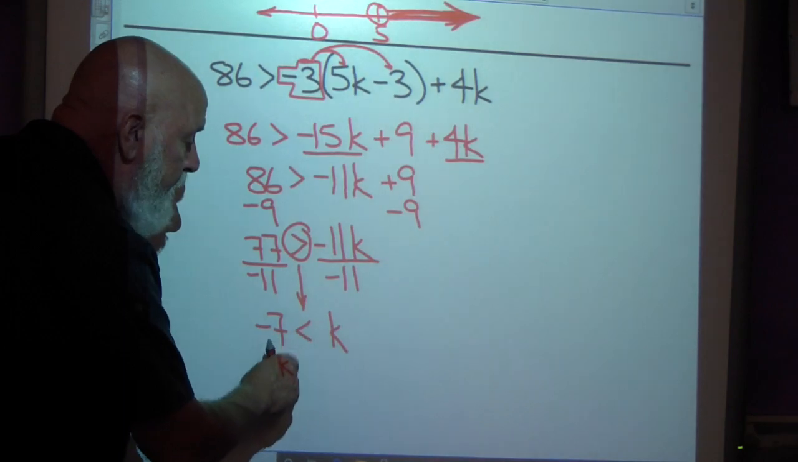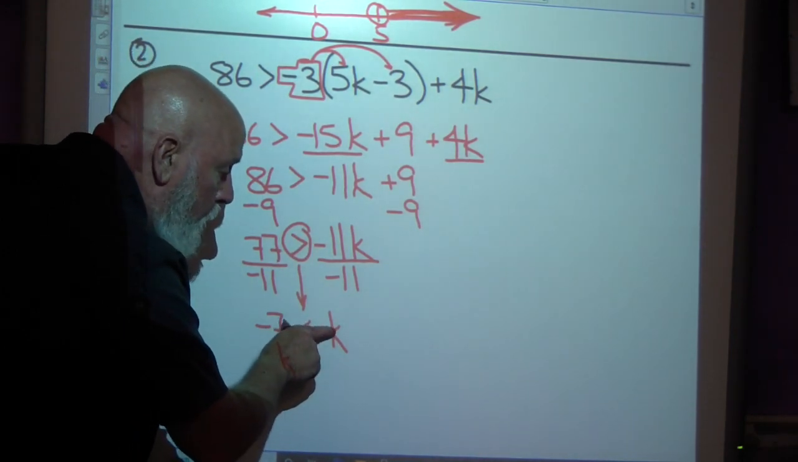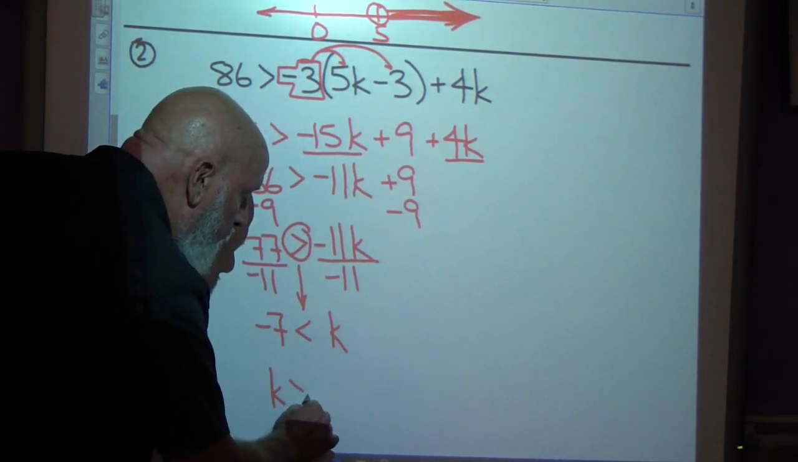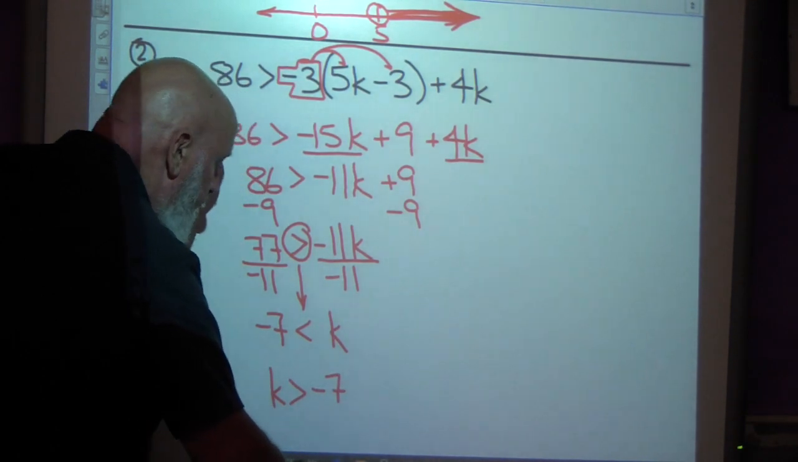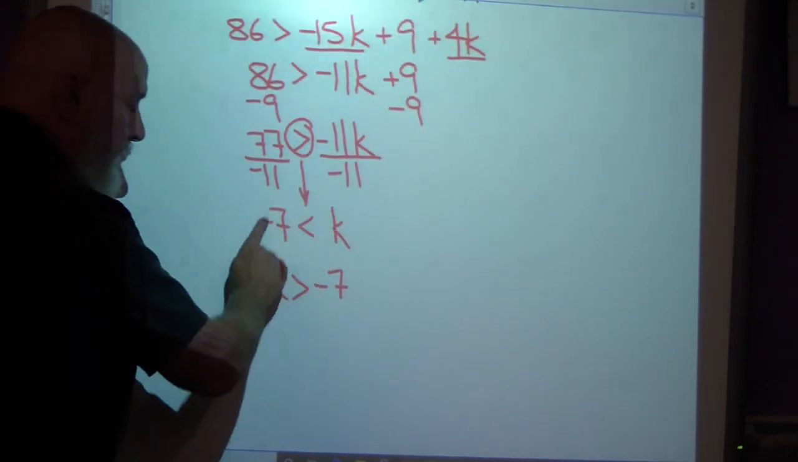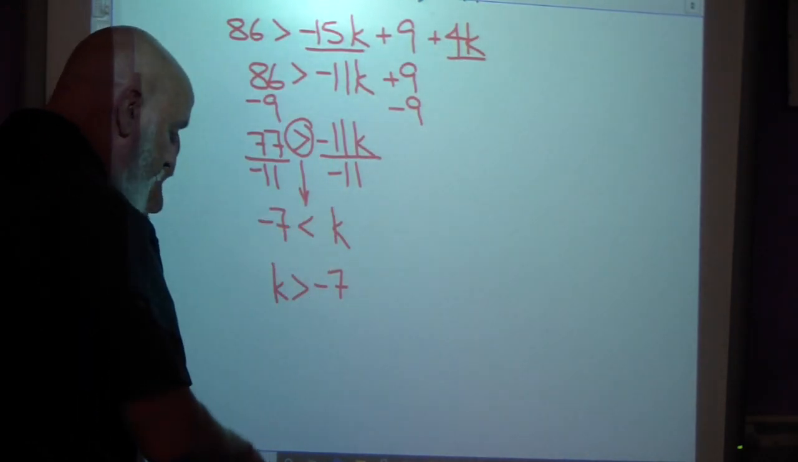This is going to look like I'm changing the direction, but I'm not. Notice how this is open towards the K. This is still open towards the K. I'm just rewriting it with the variable on the left. That's a matter of personal preference. You don't have to do that. If you're comfortable with this and you can graph that correctly, that's fine with me.